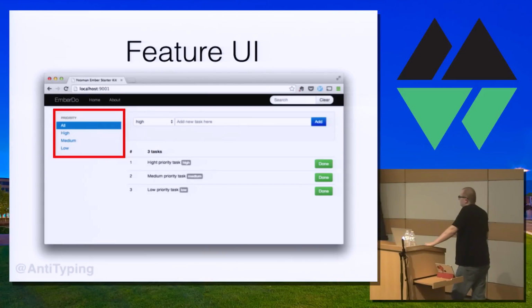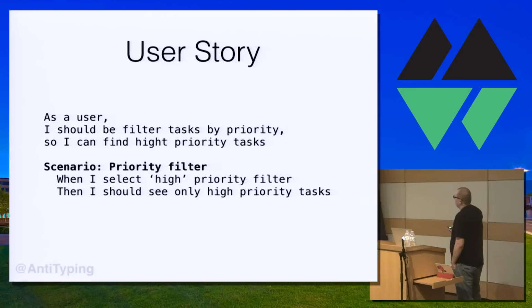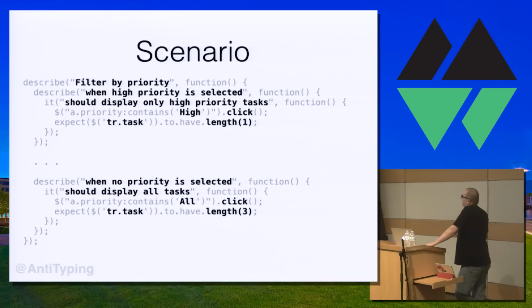Priority filter. This is a little bit more advanced. So here we actually have filters, and we're using routes to filter the tasks. If you select high, only high priority tasks are shown. And you start again. When you select the high priority filter, then only tasks with higher priority should be shown. And this is the scenario. We click the link, and we expect only one task to be shown.